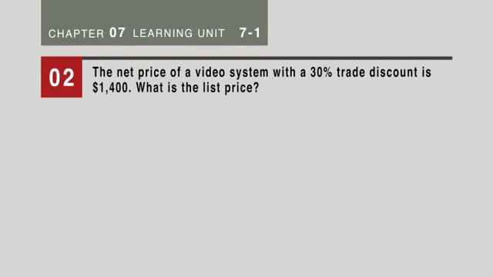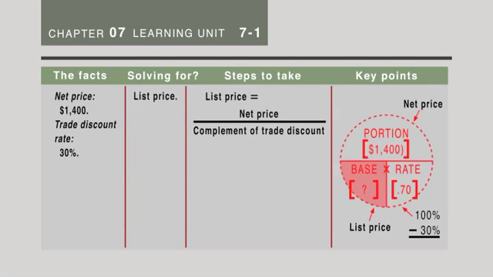In question 2, the net price of a video system with a 30% trade discount is $1,400. What's the list price? Now, first thing is, let's look at our blueprint. Net price, $1,400, trade discount rate, 30%. The formula for list price says take the net price over the complement of the trade discount. In this case, the net price is $1,400. The complement of the trade discount is 100% less 30%, or 0.70 in decimal. Remember, we're looking for the base, which is our list price.